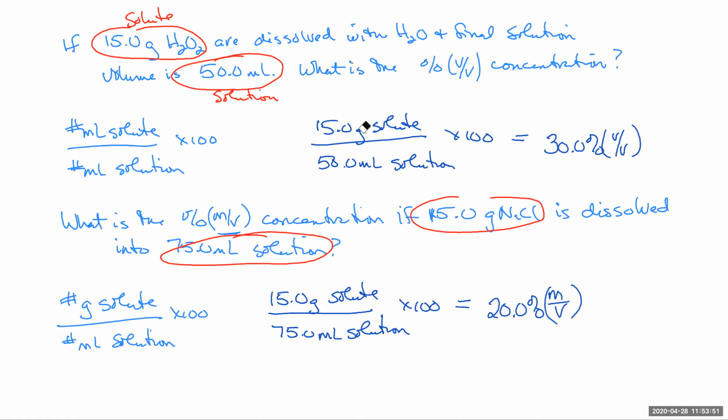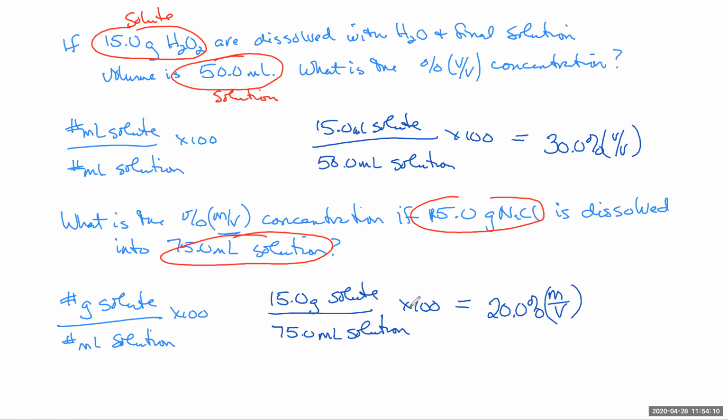This should not be grams, right? That should be milliliters in that first problem. Milliliters to milliliters, volume to volume, whereas this one is grams to milliliters. And then the third type, and these two are not common in your textbook at all.